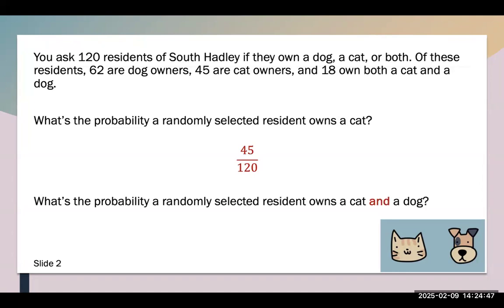Now, what's the probability a randomly selected resident owns a cat and a dog? Well, there are 18 people who own both a cat and a dog, so it's going to be 18 out of 120.